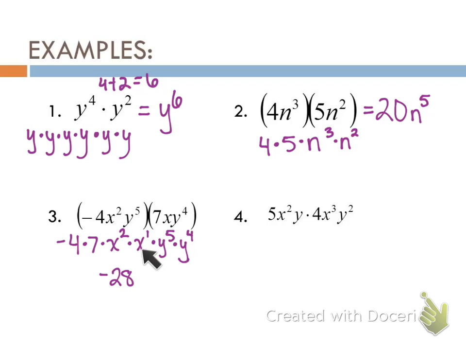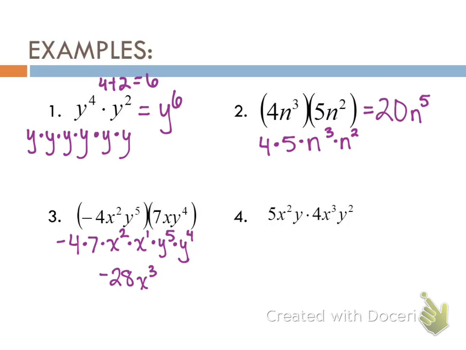What am I going to do to their exponents? Adding them. If we multiply the same base, we add the exponents. 2 plus 1 is 3, x cubed.